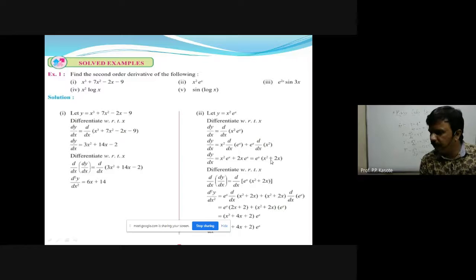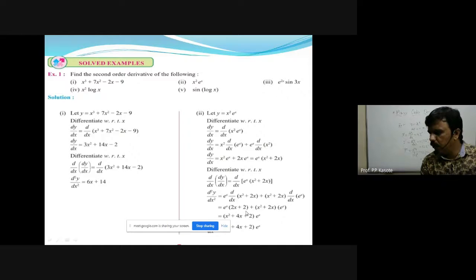Of course, again, while finding its second derivative, we'll use the product rule only. So d square y upon dx square is equal to e raised to x into derivative of x square plus 2x, plus x square plus 2x into derivative of e raised to x. That is, first into derivative of second plus second into derivative of first. After simplification, which is nothing but e raised to x into 2x plus 2, plus x square plus 2x into e raised to x only.